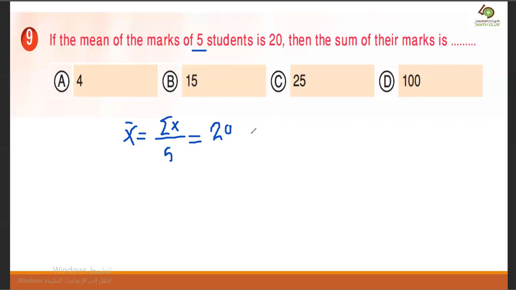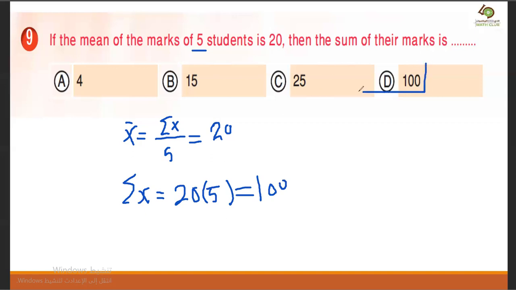Then for the sum of them, you only multiply. When I want the sum of x, it equals, you only multiply 20 multiplied by 5. The answer is what? 100, right? So the answer is 100. Do you see? Do you understand? Only if you want to find the sum, you only multiply the mean and the number.